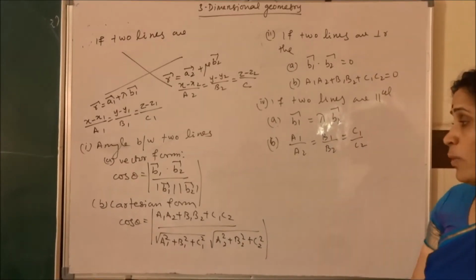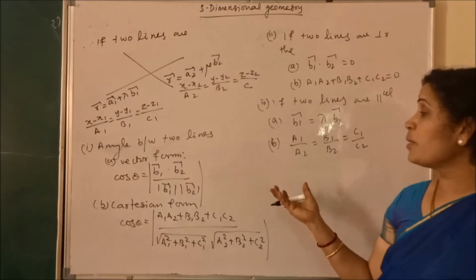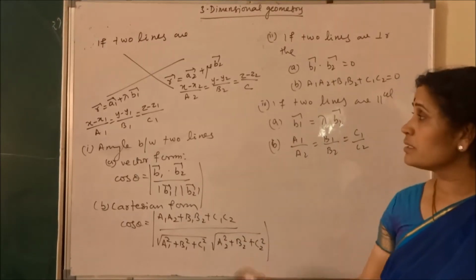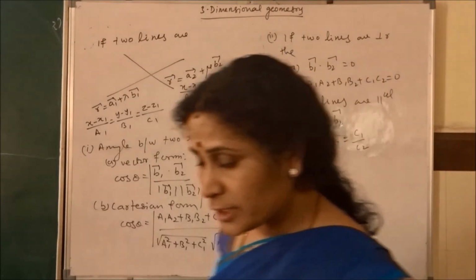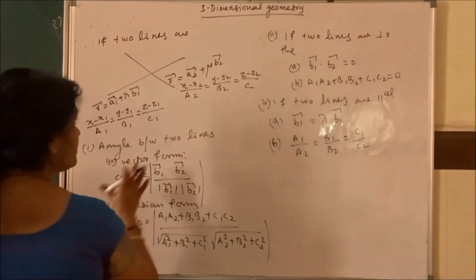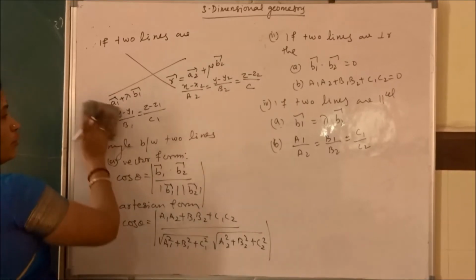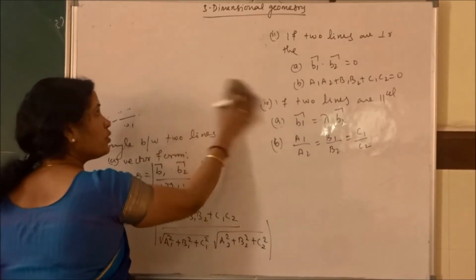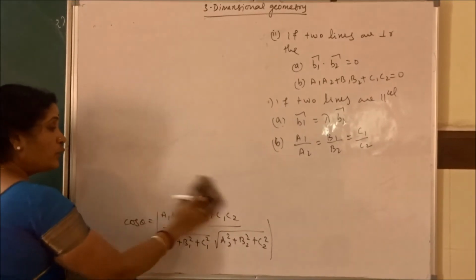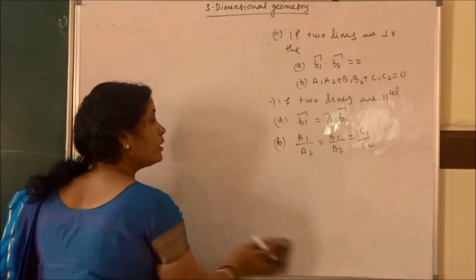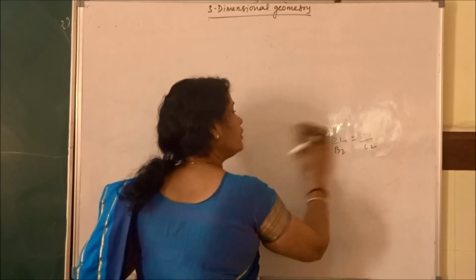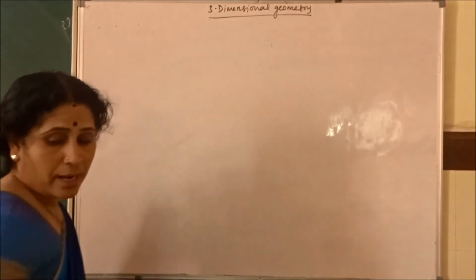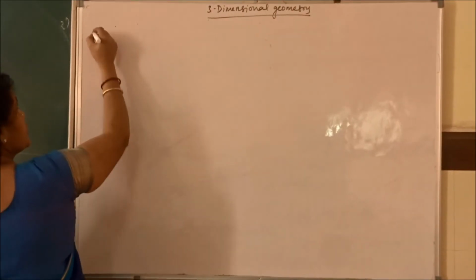Clear? So if two lines are parallel, if two lines are perpendicular, the angle between two lines, these are all the formulae I have given you. Now, let me explain another thing, the line concept. Are you clear? These are all the formulae. Okay. So we have seen the equation of lines and the angle between two lines, if two lines are perpendicular, if two lines are parallel. Now another most important formula in straight lines is the shortest distance.